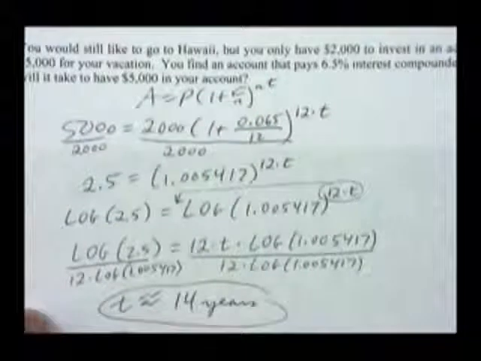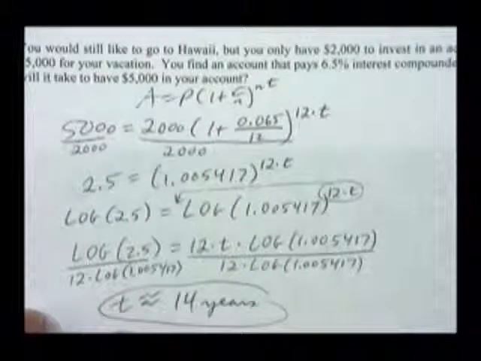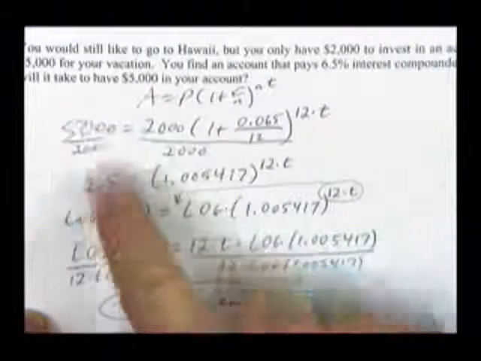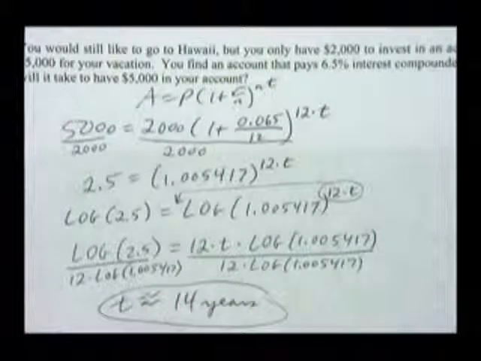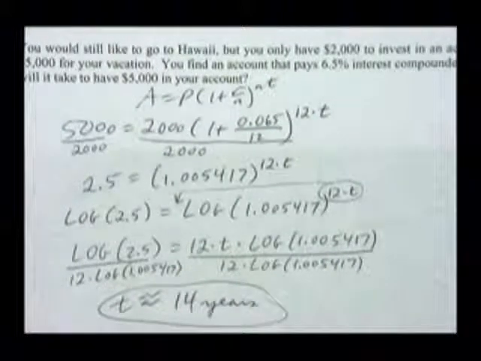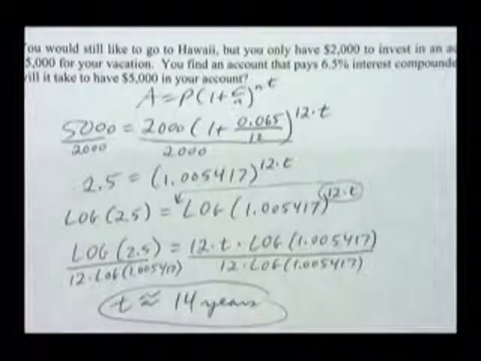So my answer would be it's going to take me about 14 years for $2,000 to grow into $5,000 given the interest rate and the compounding that I'm working with. So sorry the last one cut off. Hopefully that will help in explaining that problem.